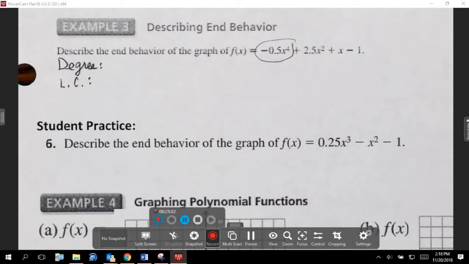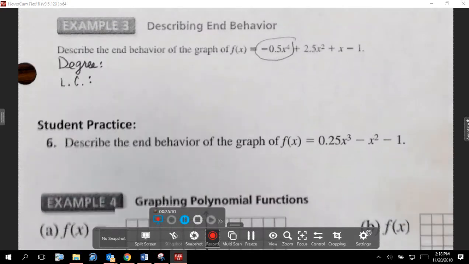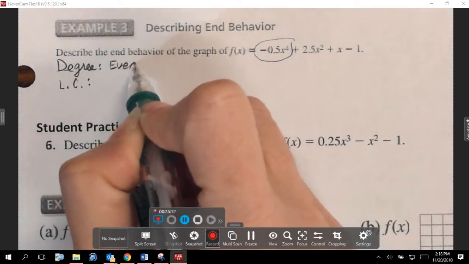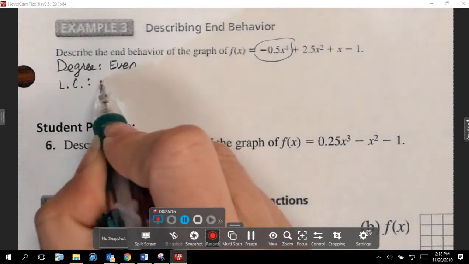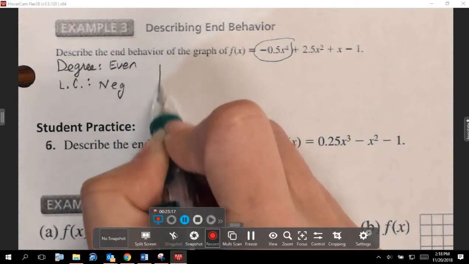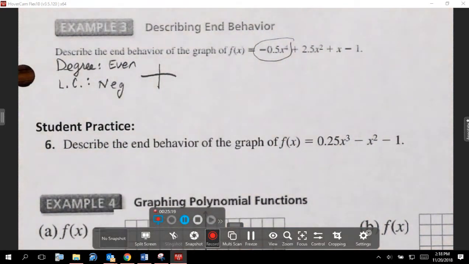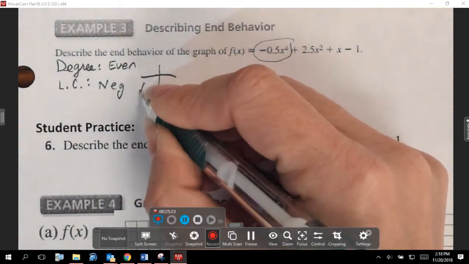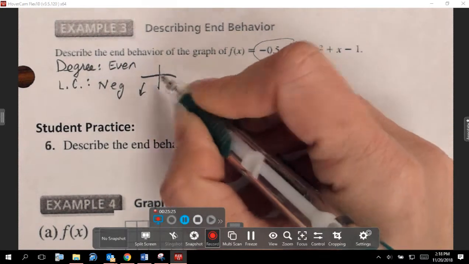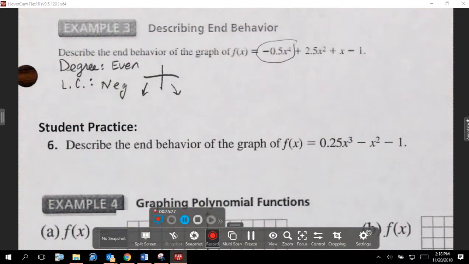Is this in the right order? Or we can do it before? Okay, so the first term, negative 0.5 x to the 4th. Is the degree even or odd? And is the leading coefficient positive or negative? So then what you do is you go like this and you say, what would my arms be doing right now? My arms would be like this. Okay, there's my arm. I have no idea what's going on in the center, but that's my arms.